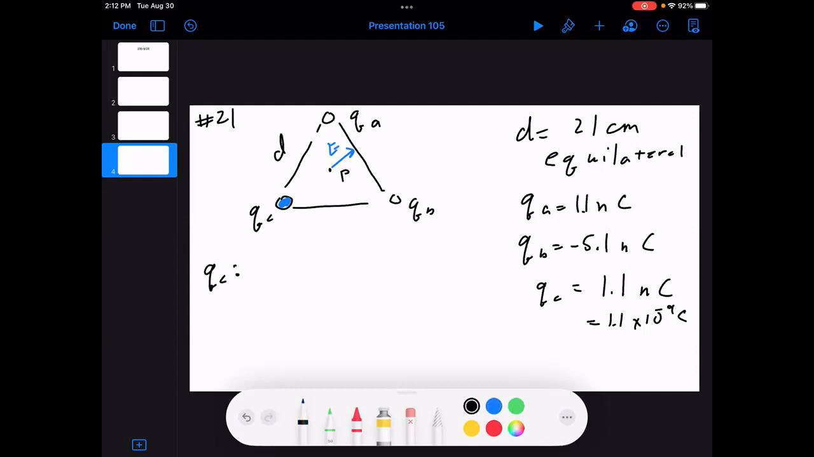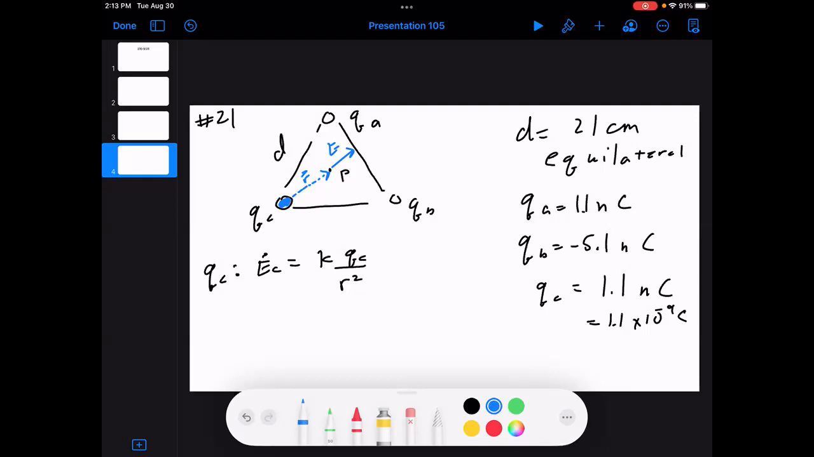With a magnitude of K QC over R squared. Now, first question: this is an equilateral triangle, and point P is in the center. So when we say the electric field is pointing away, we mean the electric field points along that direction, which kind of bisects that angle.